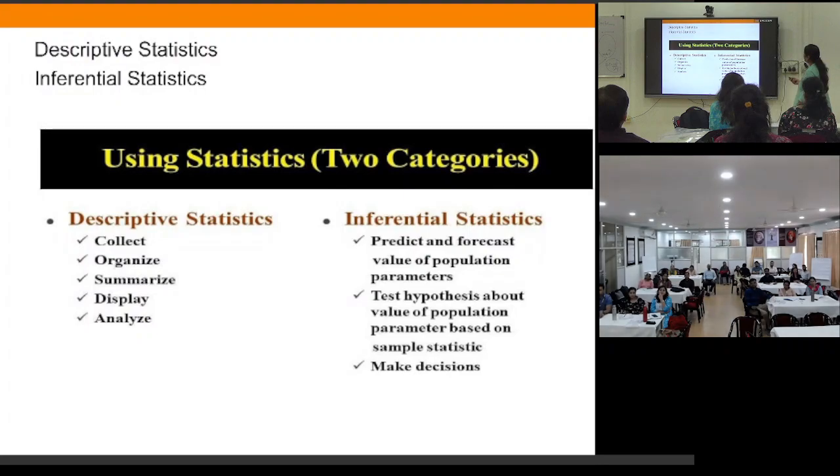So as I said, in descriptive statistics, what you are doing is you have collected, you have organized, you have summarized, you have displayed in the form of various tables, charts, etc. You have analyzed. Very simple things you are doing in descriptive statistics. You are not making any inference. When you do inference, inferential statistics involves predicting and forecasting values of population parameters.